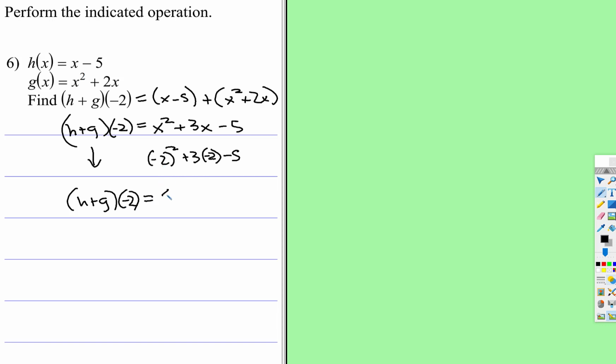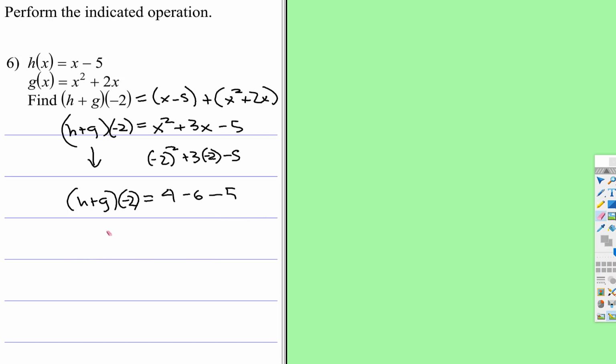Okay, -2 squared is 4. 3 times -2 is -6. Bring down the subtract 5. 4 subtract 6 is -2. -2 subtract 5 is -7. So h plus g of -2 adds up to be -7.